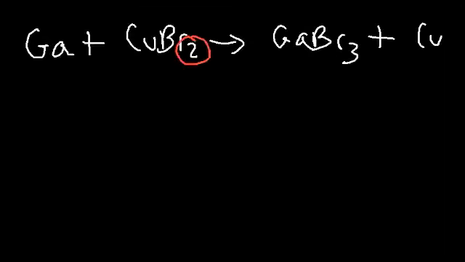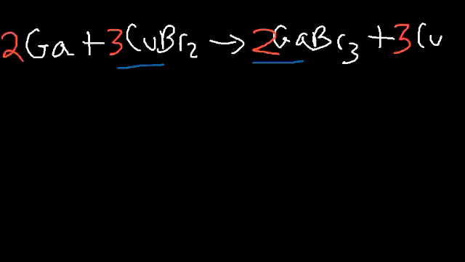6 divided by 2 is 3. So let's put a 3 in front of copper bromide. 6 divided by 3 is 2. So we'll put a 2 here. So notice that we have 6 bromine atoms on both sides of the equation. So now at this point, we just got to balance the other atoms. We have 3 copper atoms on the left, so we need to put a 3 in front of Cu. And we have 2 gallium atoms on the right side, so we need to put a 2 in front of Ga. And the reaction is balanced. That's all you got to do for this example.